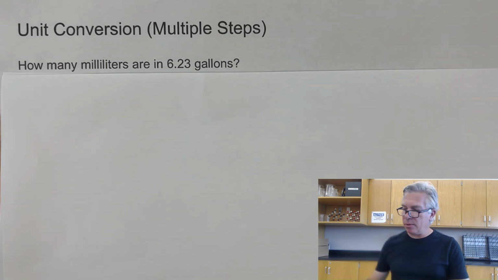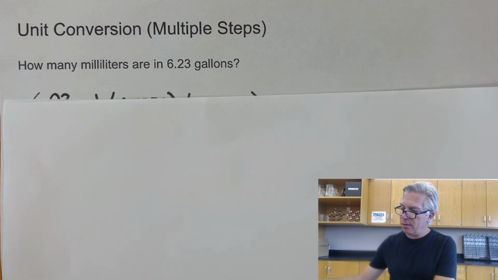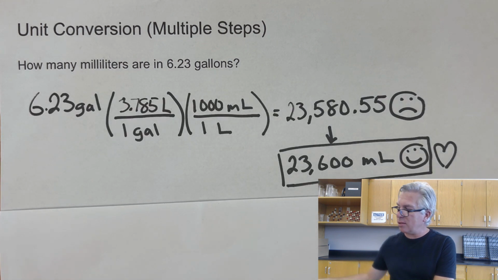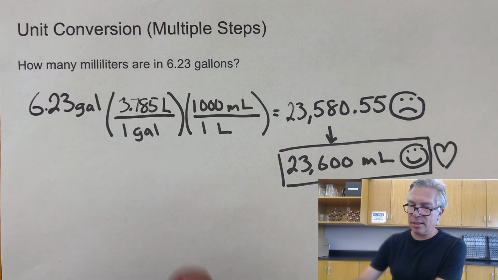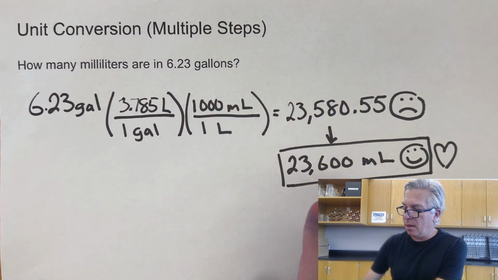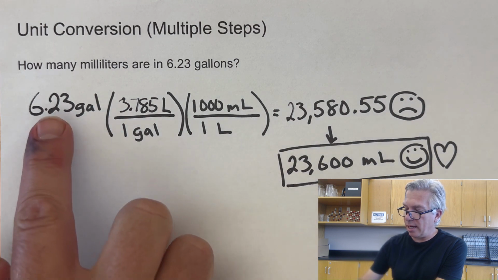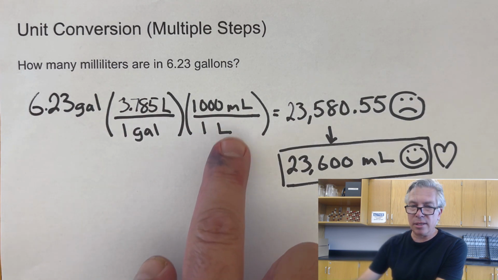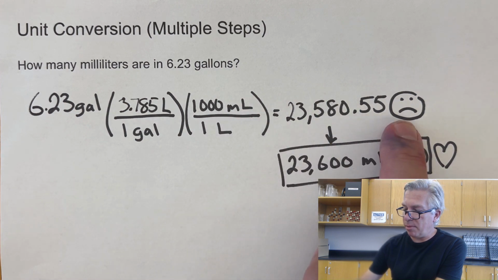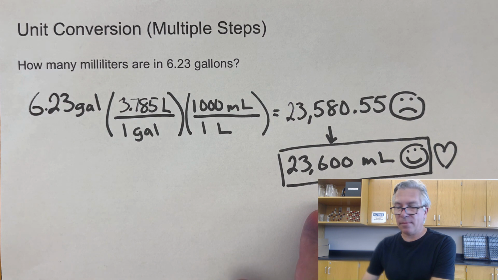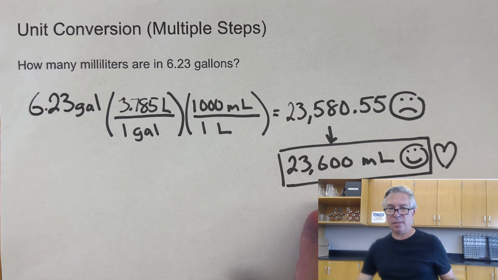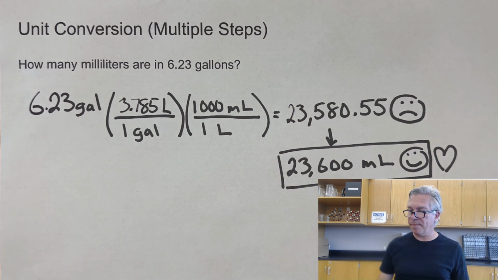Okay, if you were able to do it and find out that there are around 23,600 milliliters in a sample that has 6.23 gallons in it, then congratulations, good job. We had 2 steps, converting gallons to liters and liters to milliliters. And we get a whole bunch of numbers, but again, since I only started with 3, I'm going to end with 3, and so I rounded it. Okay, and that's an important skill to work with.